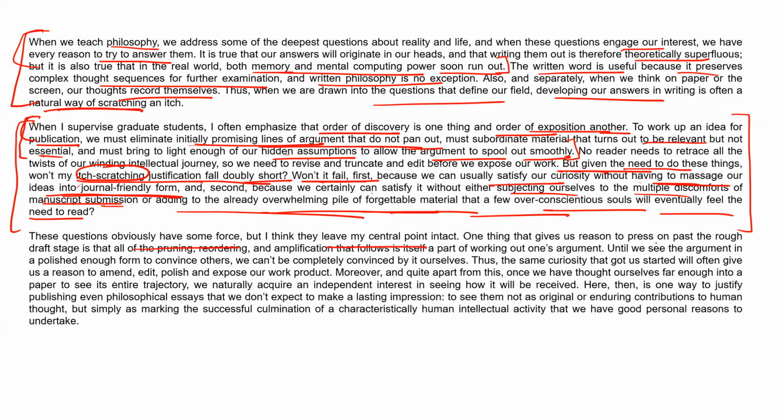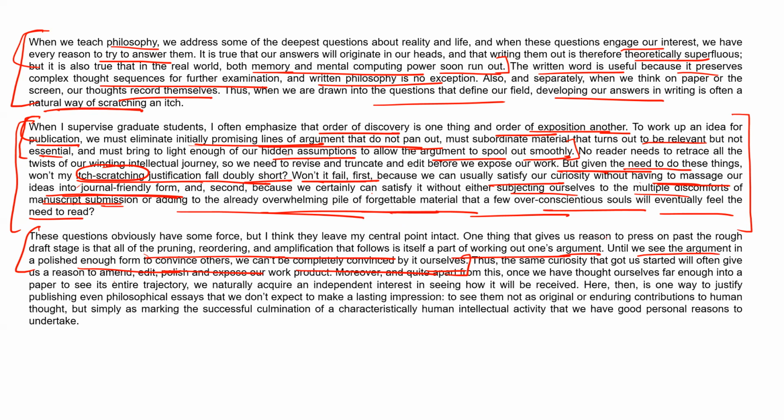One thing that gives us a reason to press on past the rough draft stage is that all the pruning, reordering, and amplification that follows is itself part of working out one's argument. Until we see the argument in a polished enough form to convince others, we can't be completely convinced of it by ourselves. So he's saying that ये जो questions हैं, इस क्वेश्चन को हम आंसर कर सकते हैं विदाउट अफेक्टिंग द सेंट्रल पॉइंट. सो व्हाट इज दैट?